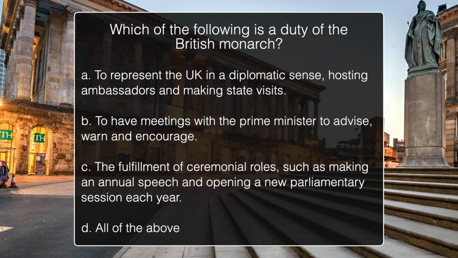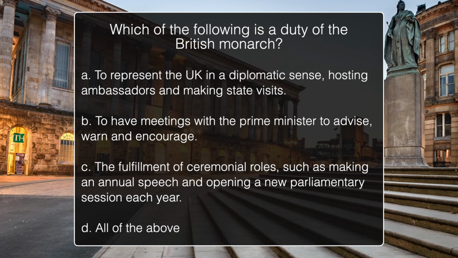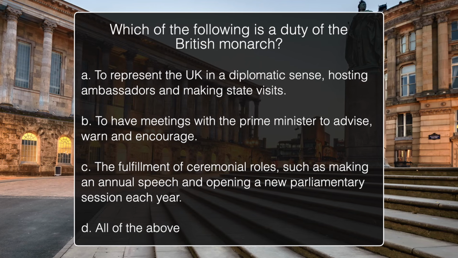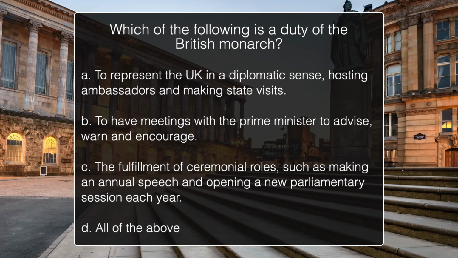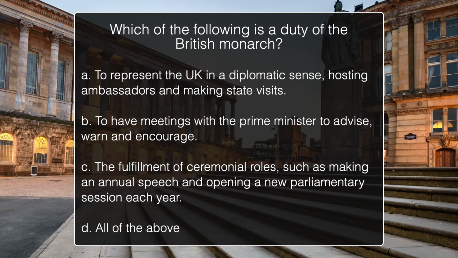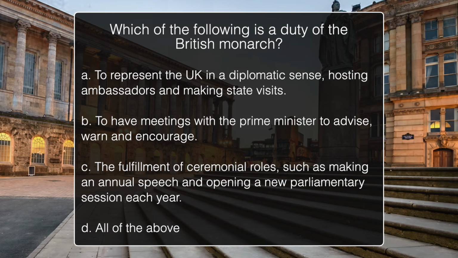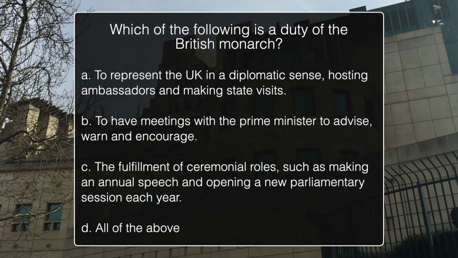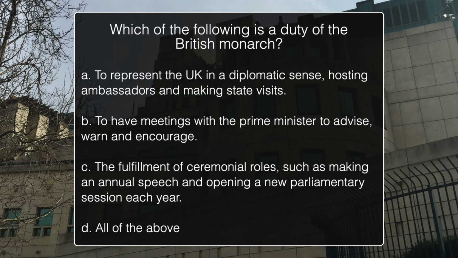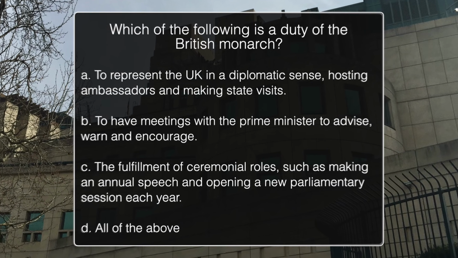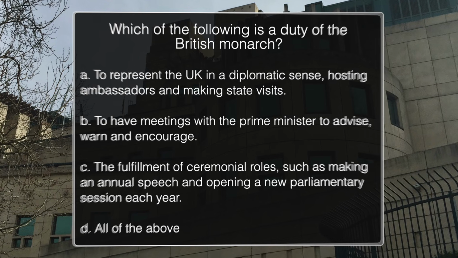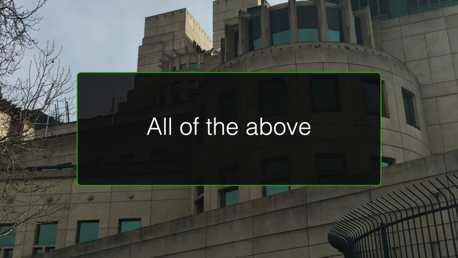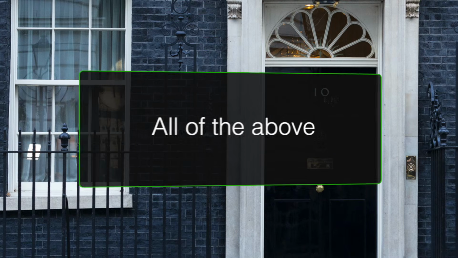Which of the following is a duty of the British monarch? A. To represent the UK in a diplomatic sense, hosting ambassadors and making state visits. B. To have meetings with the prime ministers to advise, warn and encourage. C. The fulfilment of ceremonial roles such as making an annual speech and opening a new parliamentary session each year. Or D. All of the above? The answer is D, all of the above.